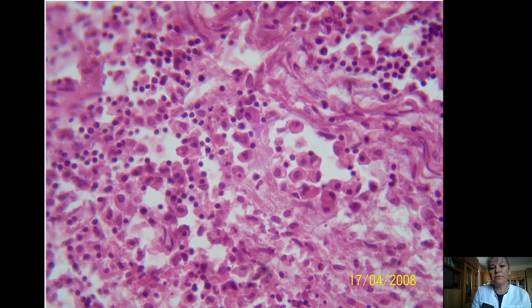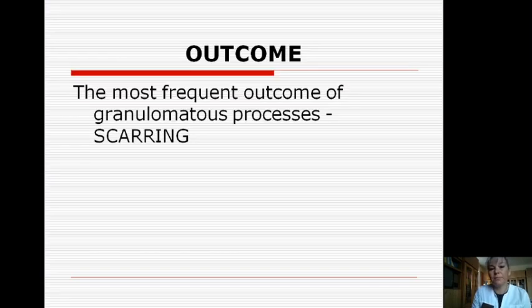Due to typhoid fever in the small intestine, in the lymphoid apparatus, formation of many cells, macrophages. Outcome. The most frequent outcome of granulomatous processes is scarring. Thank you for your attention.